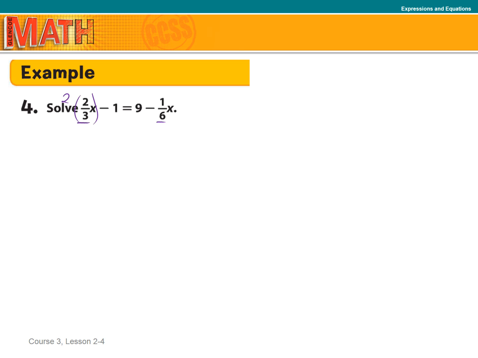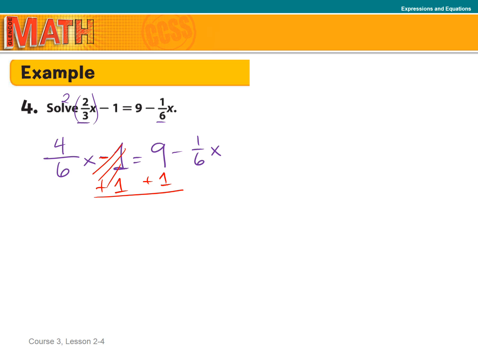So I'm going to have 2 times 2, which is 4. 2 times 3, which is 6. So that's going to be 4/6 x minus 1 equals 9 minus 1/6 x. Now we have common denominators, and now our steps are going to be pretty much the same. Let me start with the -1. Let's add that to both sides. Again, we're doing the opposite. It's negative on this side. I'm going to add it to both sides.